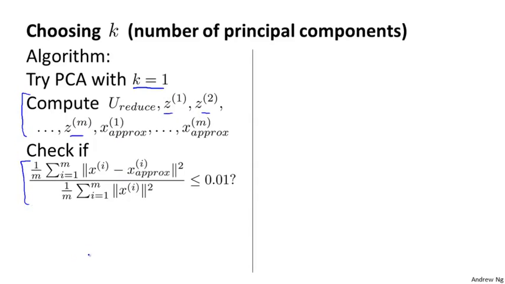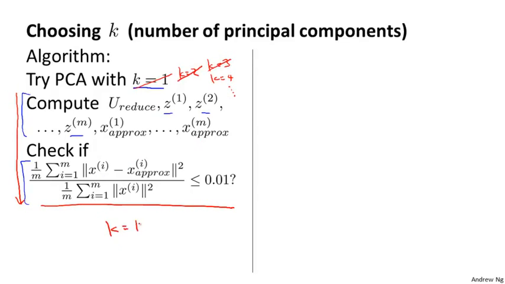Then we're good, and we'll use k equals 1, but if it isn't, then what we'll do is next try k equals 2. And then we'll again run through this entire procedure and check, is this expression satisfied? Is this less than 0.01? And if not, then we do this again. Let's try k equals 3, then try k equals 4, and so on until maybe we get up to k equals 17 and we find that 99% of the variance is retained, and then we use k equals 17.